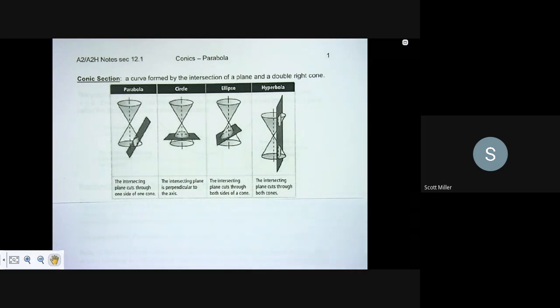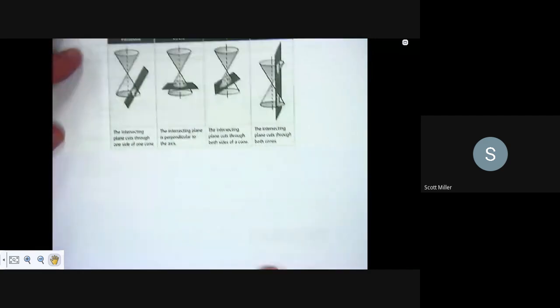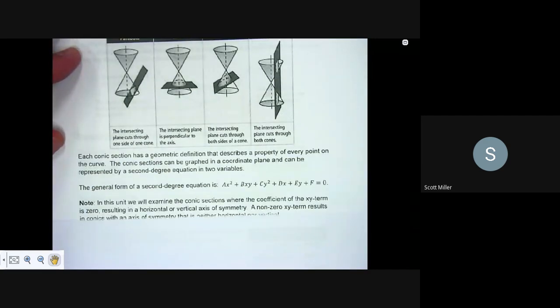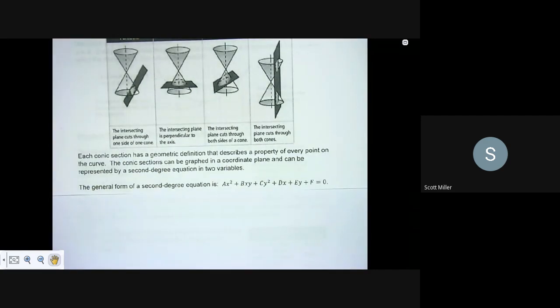But there are other ones; you can show how you can do a line and a point and things like that. But we're not going to worry about those. So each conic section has a geometric definition that describes a property at every point on the curve. So we're going to look at these shapes differently than what we have seen in the past.